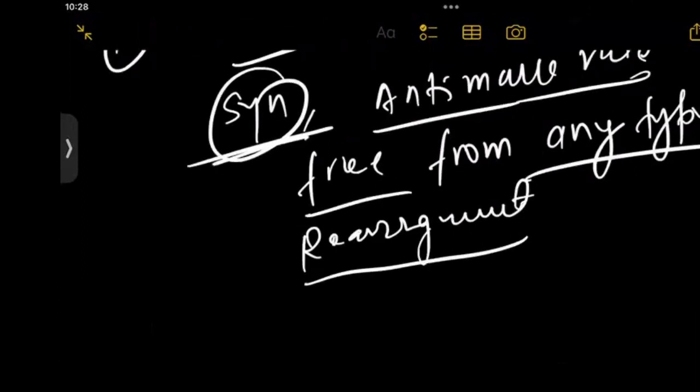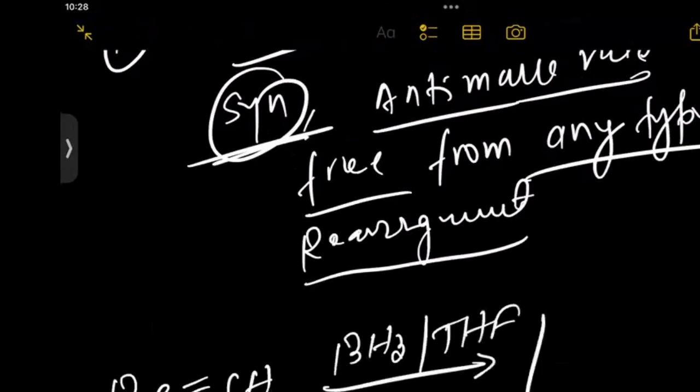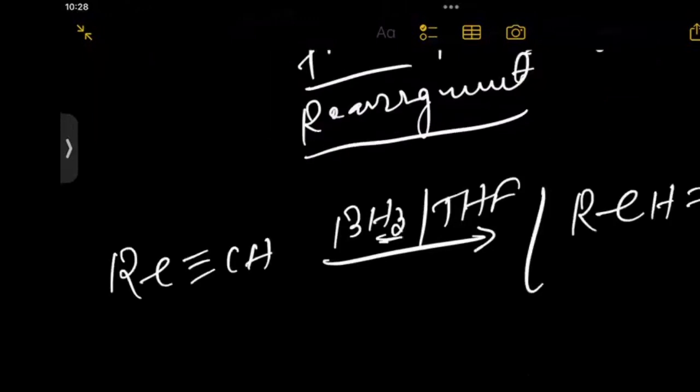Let's understand the example. I'm not going to describe the mechanism here. Already we have done it in the alcohols and hydrocarbons. Here is the R C triple bond CH. Here we have taken the BH3 THF. Okay, so with BH3 THF, what will form? RCH double bond CH, and I write here 3B, because 3 moles of hydrogen are there, so 3 moles will form. This is called trivinylic borane.